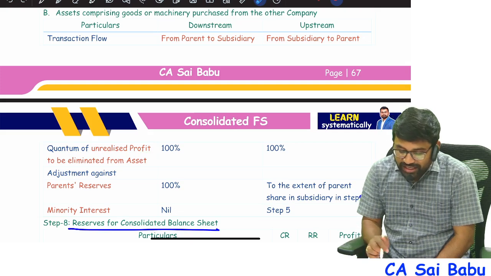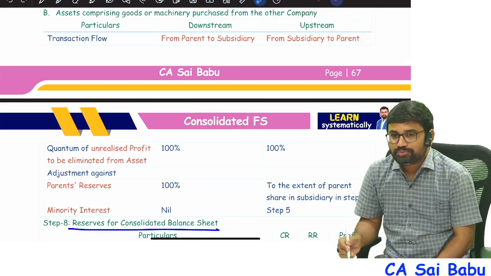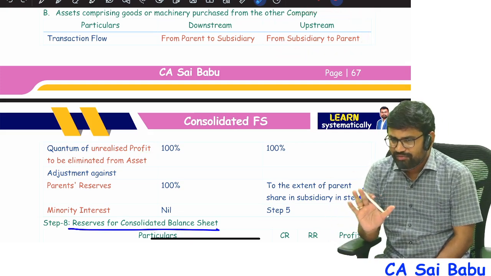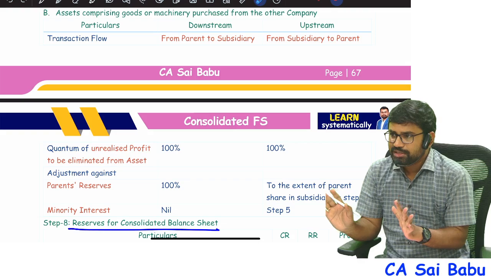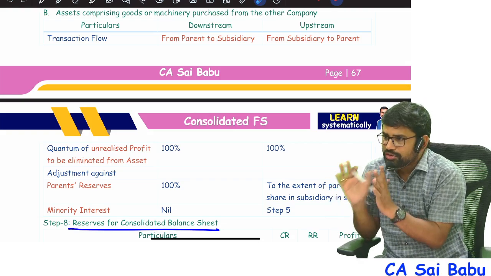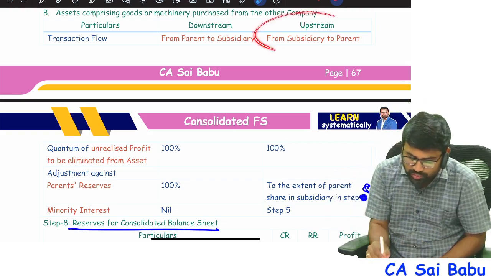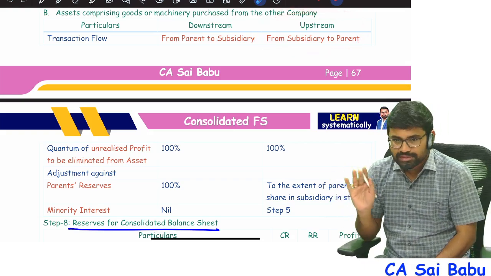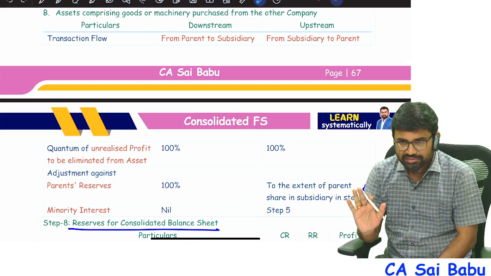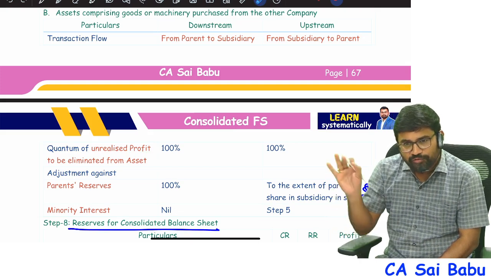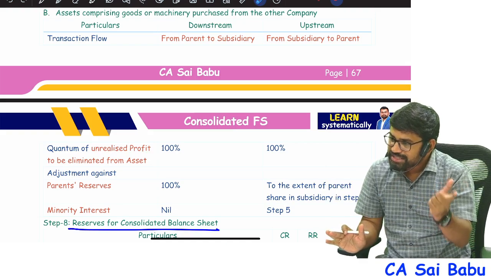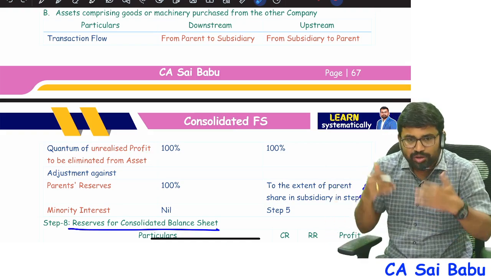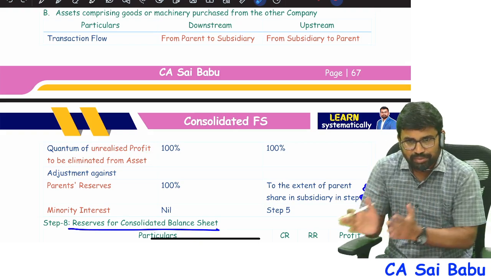Because in upstream, who sold goods to whom? Always remember, whenever upstream or downstream, forget, simple logic. Who sold the goods? You see first, who sold the goods? Subsidiary. Seller will recognize the profit. Correct? If profit is there in seller books, that profit already you analyzed in step number 3 into pre-post, and then you apportion between minority interest and parent, right?